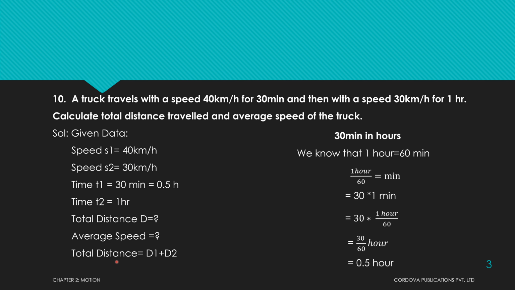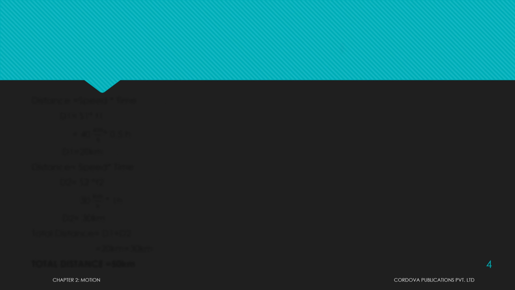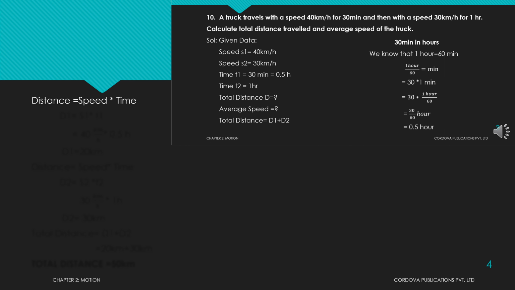So total distance is d1 plus d2. So we need to find the distance for this as well as this, right? How to find the distance? We all know the formula. Distance is equal to speed into time. Do you have the speed value? Yes, it's 40 km per hour. And what is the time? 0.5 hour. So S1 into T1, because we are finding the distance D1.